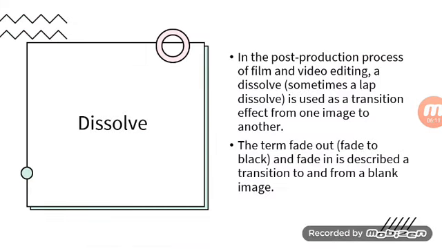It is done in the post-production process of film and video. Editing is sometimes called a lap dissolve, which is used as a transition effect from one image to another. The term fade out, which some people say fade to black or fade to white, is described, and fade in is described as a transition to or from a blank image.